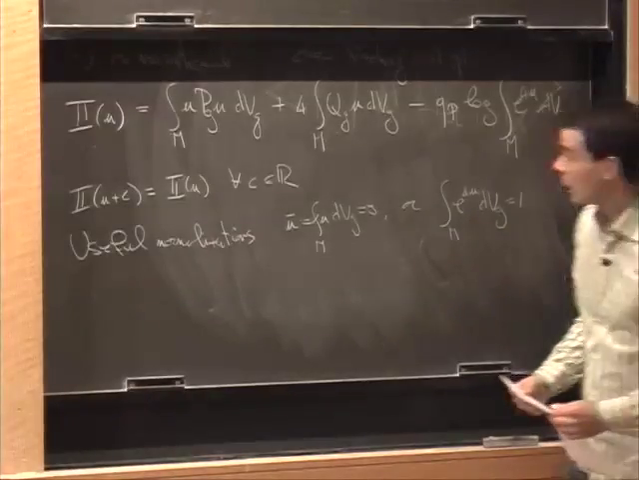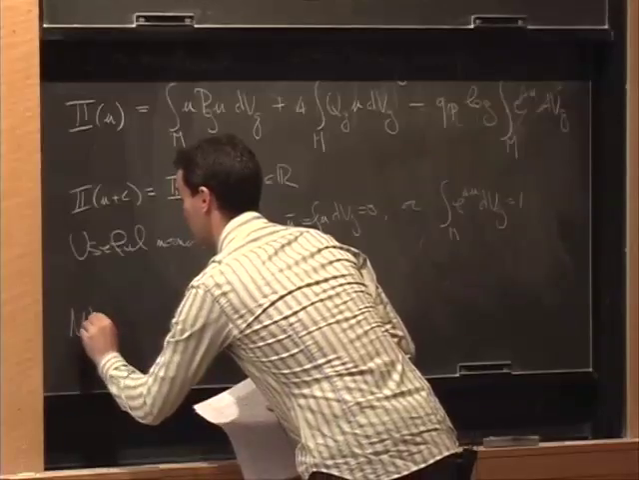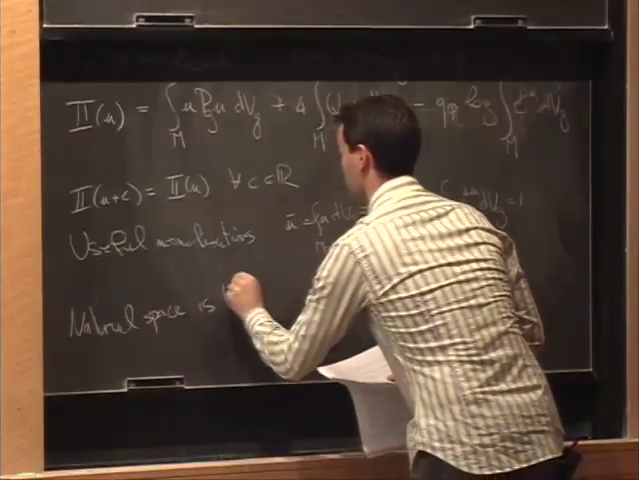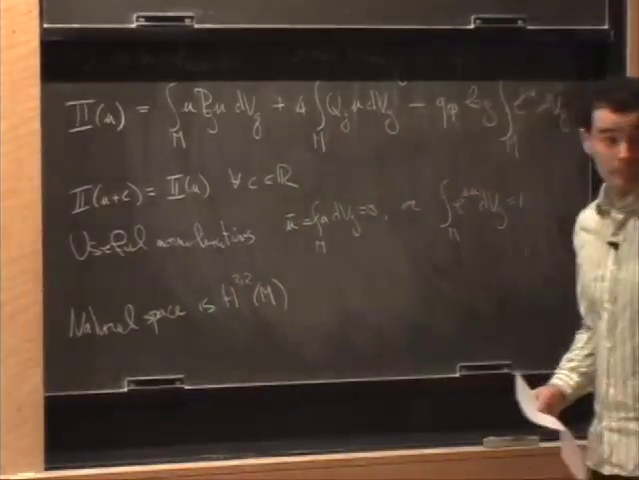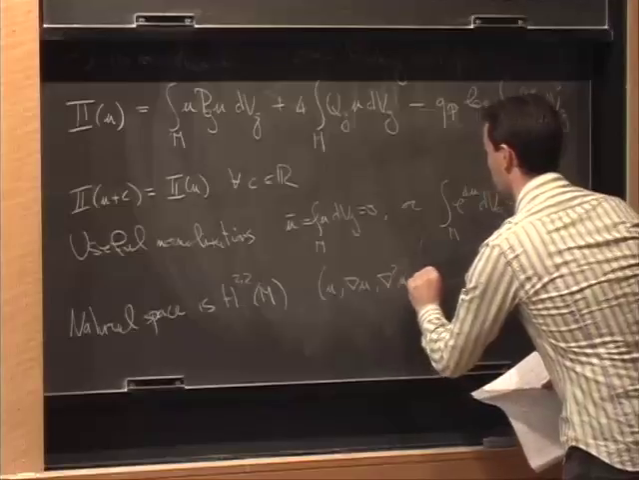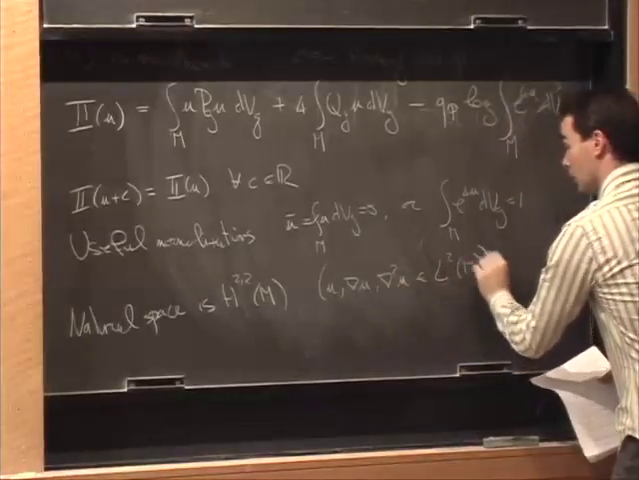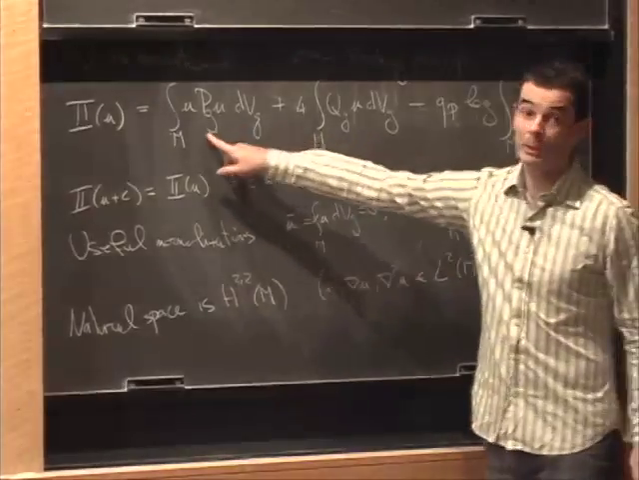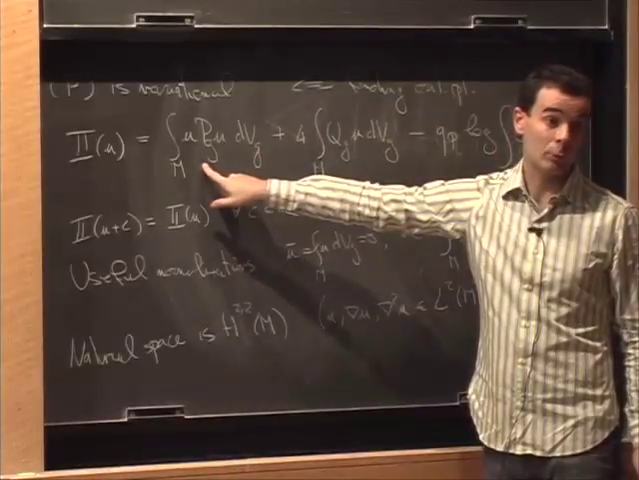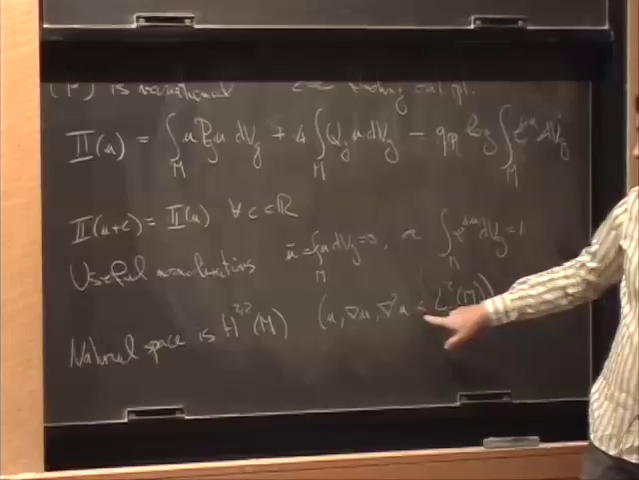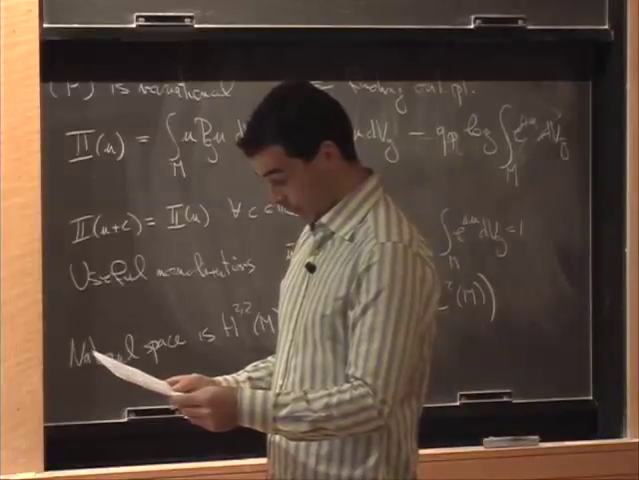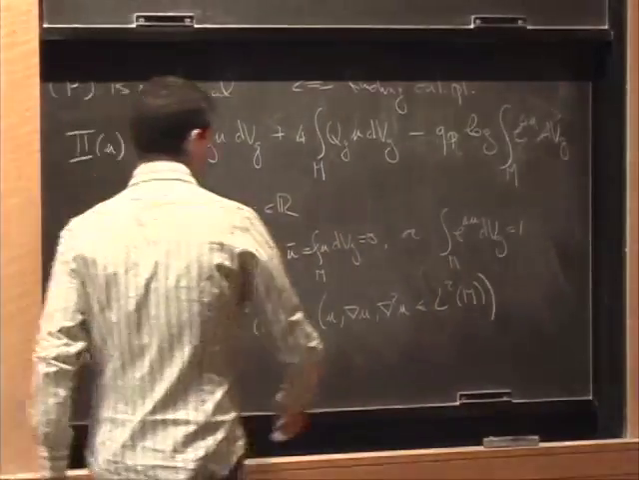Okay. So the natural space in which to define this functional is H^2 of M. We require that u, its gradient, and its second derivatives belong to L2 of M. Why? Because here you can integrate by parts, and the main term in the quadratic part of the functional will be the Laplacian of u squared, so you require the second derivatives to be in L2. So that's the natural functional space. Okay, so some remarks.